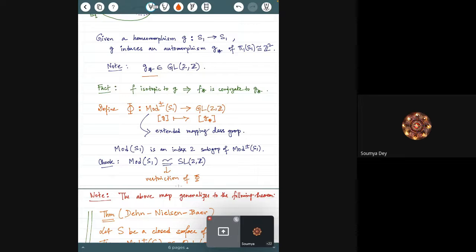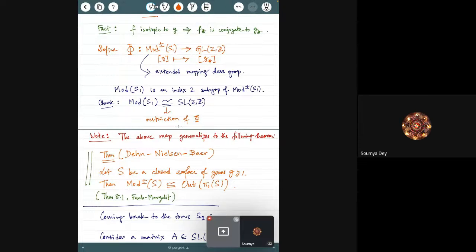And now if you restrict this phi into this index 2 subgroup, namely our mapping class group, you can see that the restriction is actually an isomorphism between Mod S1 and SL2Z.